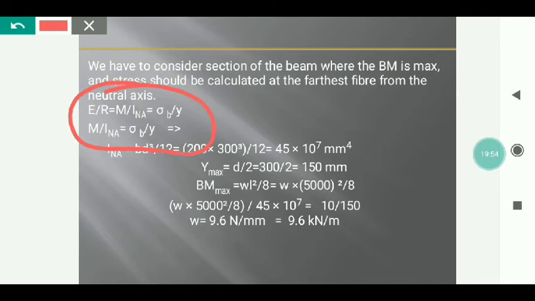So hence the moment of inertia is calculated by the simple formula bd cube by 12 for a rectangular section, and y max we know is nothing but d by 2. So hence the bending moment, from the second module, you know that is WL square by 8, has been calculated, and finally based on the equation substitution you get the permissible load as 9.6 kilonewton per meter. So such kind of problems can be asked for 10 marks in your final examination of VTU.